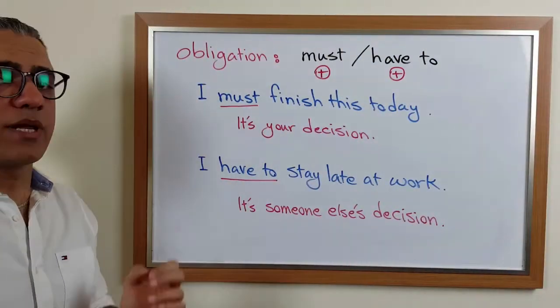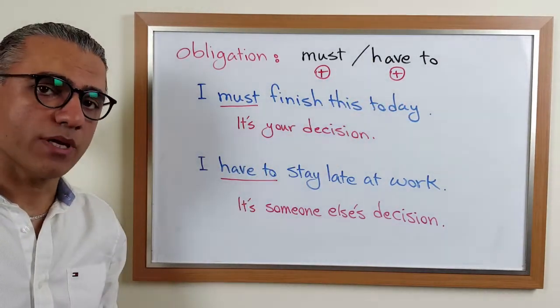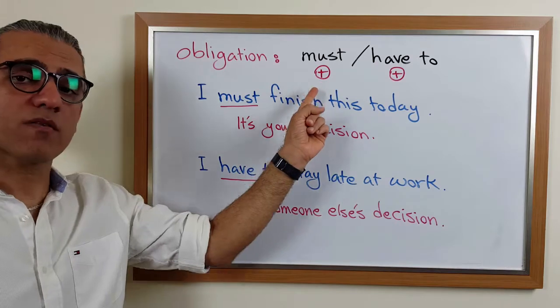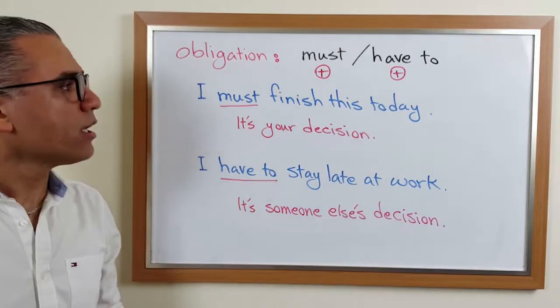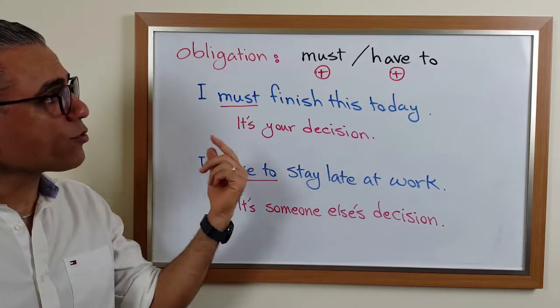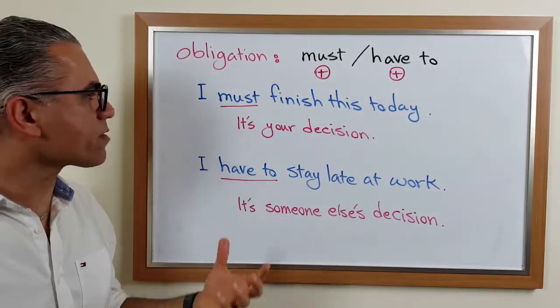Another function is obligation. We use must and have to describe obligation. But remember, only must is a modal verb. Have to is not a modal verb. It's a normal verb. But why do we use must and have to? Why do we learn them together? Because there is a reason.